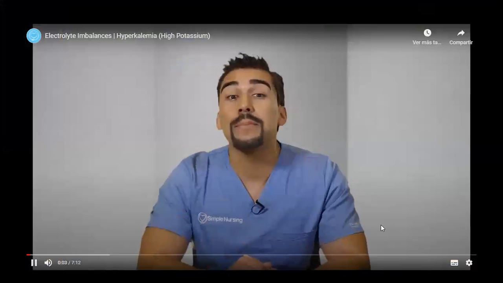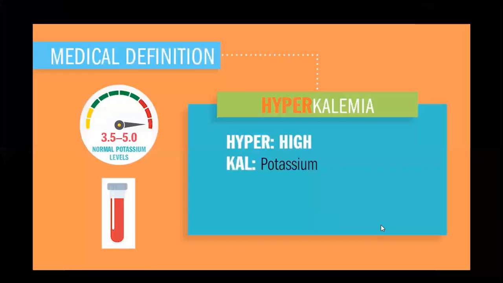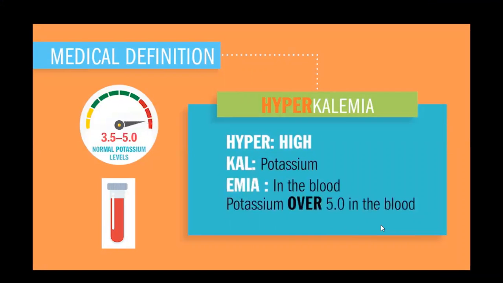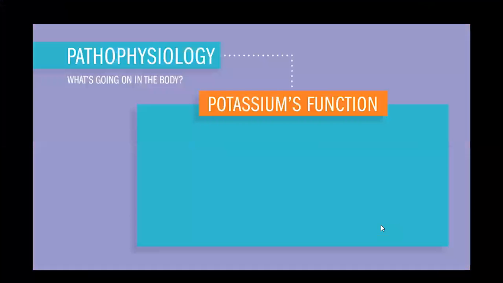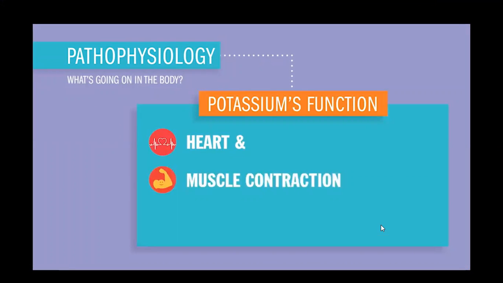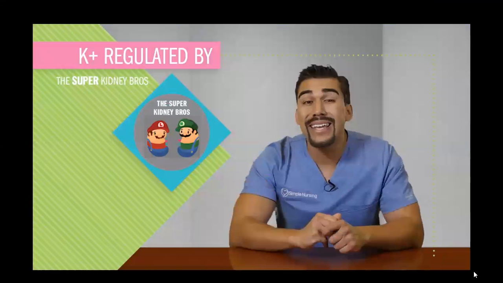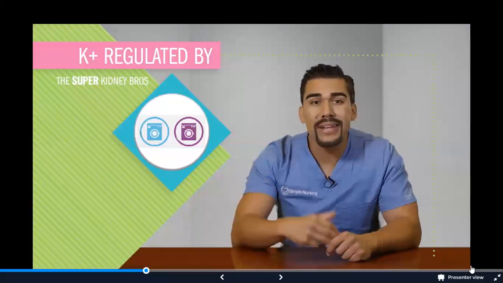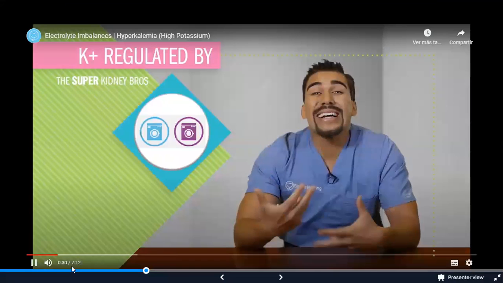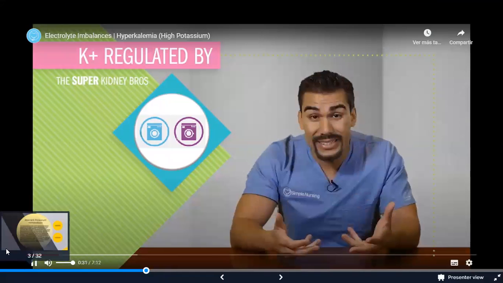Today we're wrapping up hyperkalemia. Hyper meaning high, cal meaning potassium, emia in the blood, so potassium over 5.0 in the blood. Now, potassium's main function is to maintain heart and muscle contraction through keeping each muscle cell charged or polarized via this sodium-potassium pump. Now, potassium is regulated by kidneys, which I call the washing machines of the body, because they filter the blood and get rid of excess substances, and in this case, potassium.